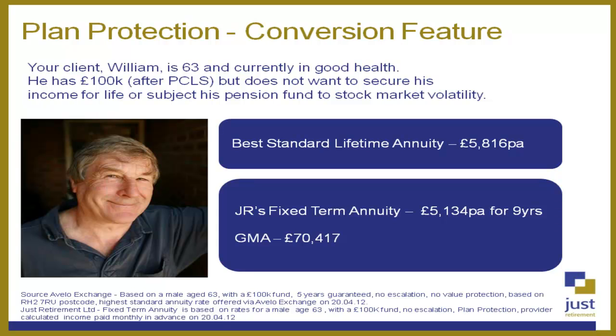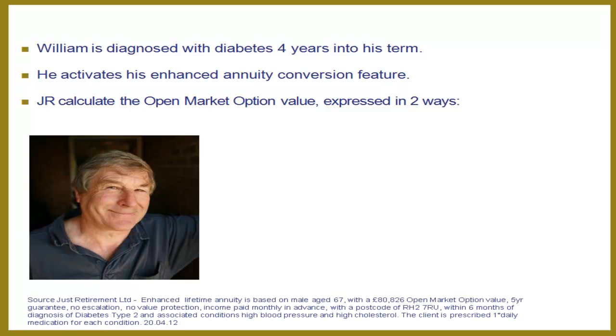This example uses a single life annuity rate to keep things simple, but in reality, he may well opt for some spouses or dependents pension to be built in, which will mean that the gap between the standard rate annuity and the fixed term annuity income will be significantly smaller than that shown here.